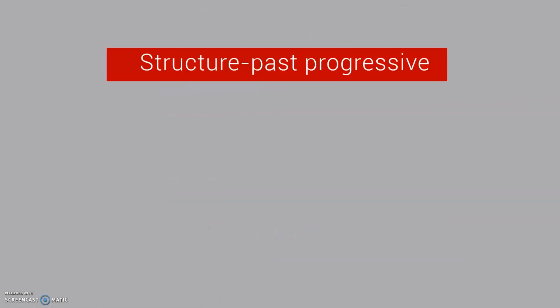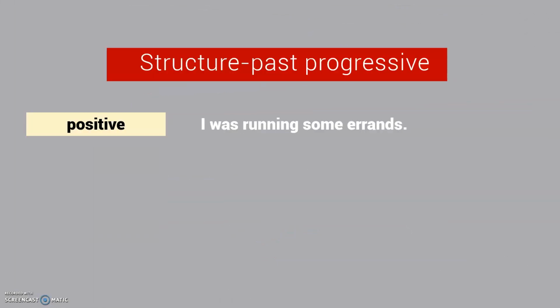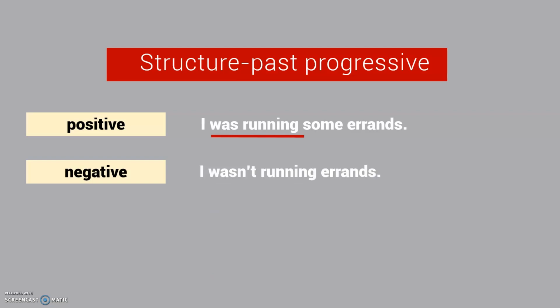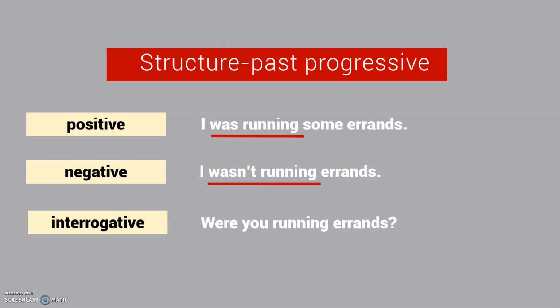Now, the structure for past progressive. In positive, I was running some errands. We're going to use the verb to be and the verb in ing. In negative, I wasn't running errands. Right. We want to make the negative, we add not to the verb to be in past, and then we use the verb in ing all the time, as you can see right here. In the interrogative form, were you running errands? Same thing. We use the verb to be in past and the verb in ing.